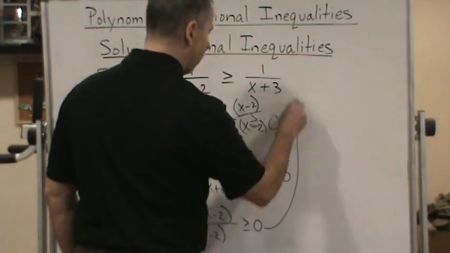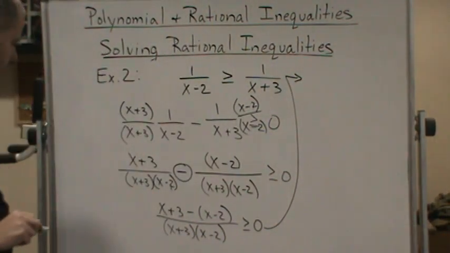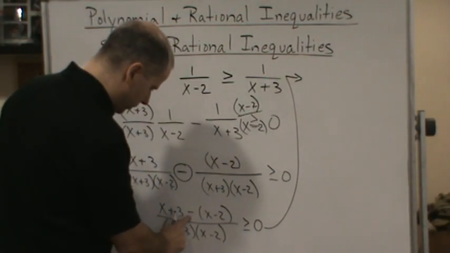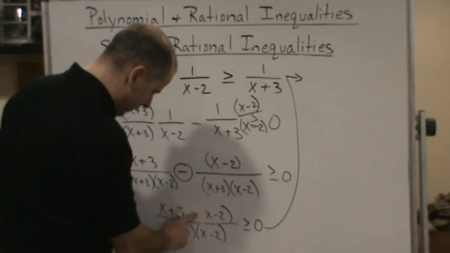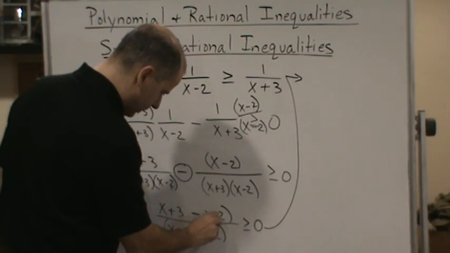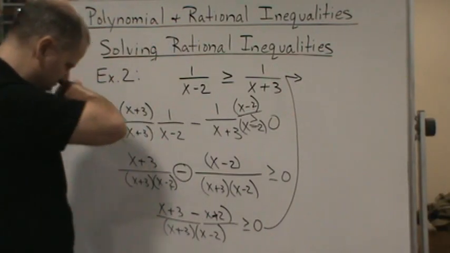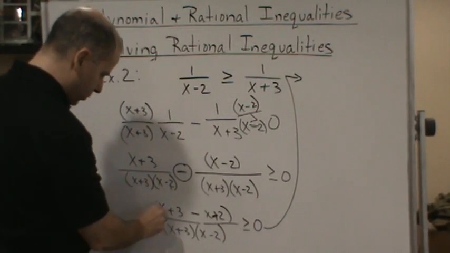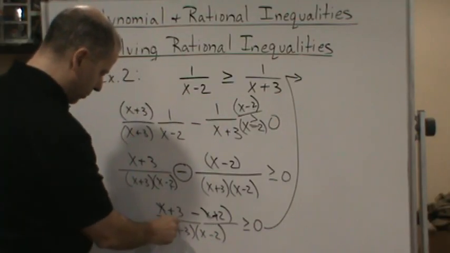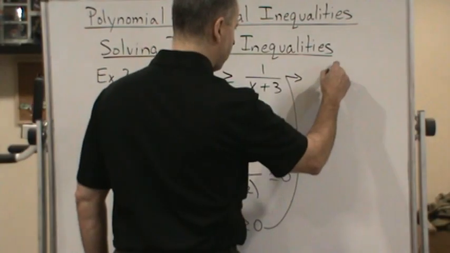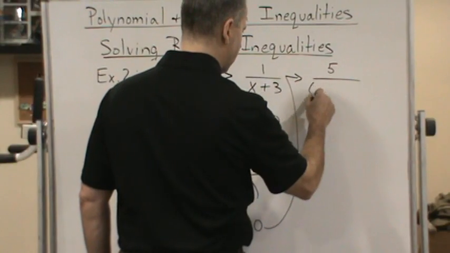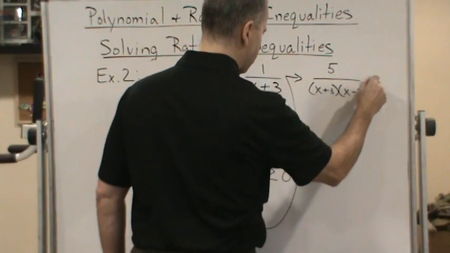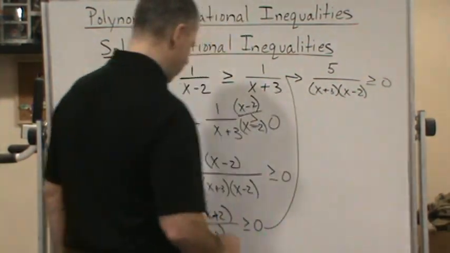So now if I go up here, what happens to the numerator? Well, if I simplify the numerator, I'm going to distribute the minus. So if I distribute the minus, it's going to be minus x plus 2. So x minus x, those drop out, and then 3 plus 2 gives me 5. So I'm going to end up with 5 all divided by x plus 3 times x minus 2 greater than or equal to 0.